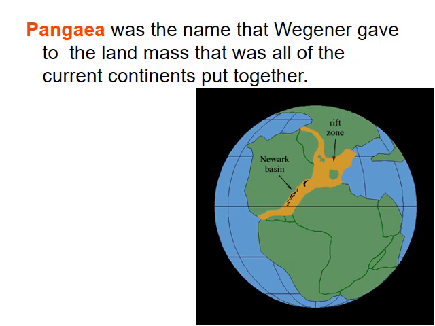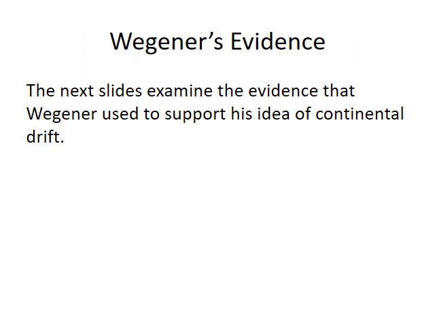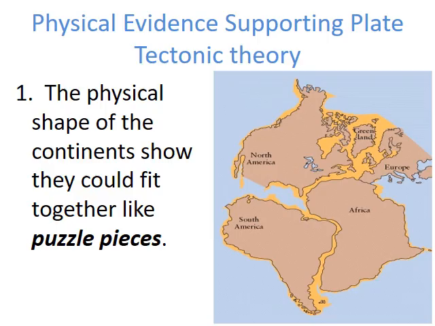So we've got Pangaea as the name that he gave to all of the continents together. It comes from a Greek root, pan meaning entire, and Gea meaning earth, so all earth together. Now, he didn't just come up with this out of the blue. He actually looked at some different pieces of evidence that supported his idea, and we're going to look at them.